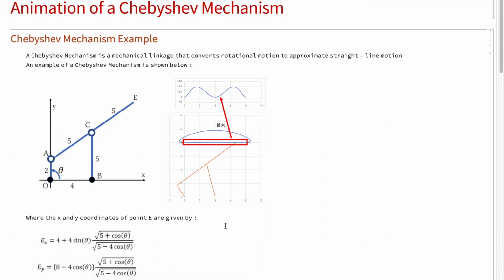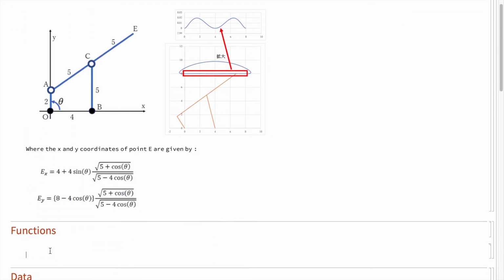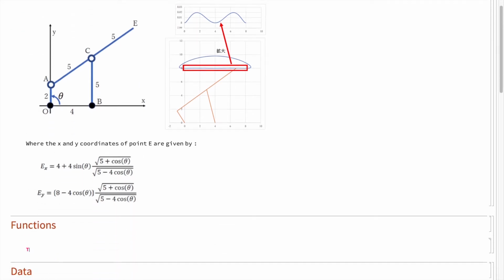Greetings everyone. In this video, I'm going to share a way to code an animation of a Chebyshev mechanism using Wolfram Mathematica. Hope you can reproduce and analyze the code and learn something new. So let's create some functions to describe the movement of the mechanism and create its animation.